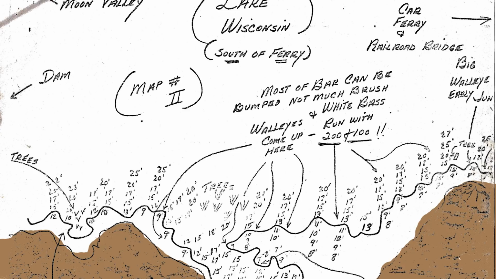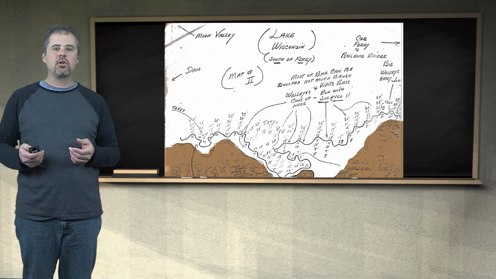But he wrote information on here, like big walleye, early June off the one point over here. Most of the bar can be bumped, not much brush. Walleyes come up here, and white bass. He even wrote, run a 200 spoon plug or a 100 series spoon plug. But you got that map, you know where the break line is, and you know where the fish come up on that break line. Let's take a look at some more maps.